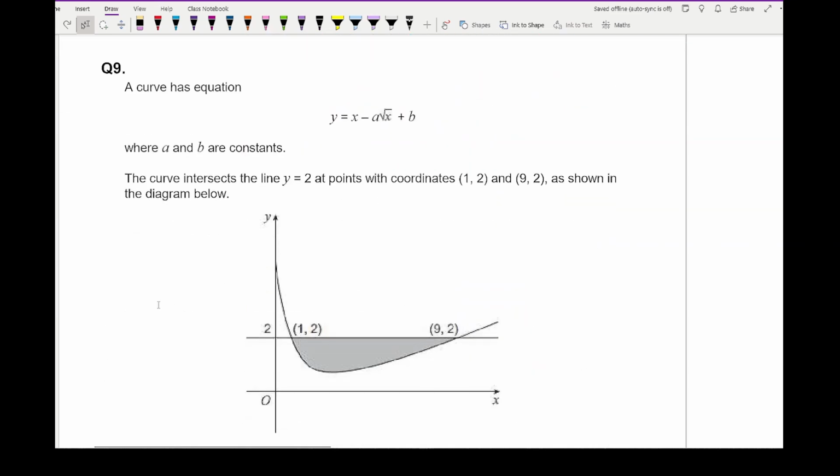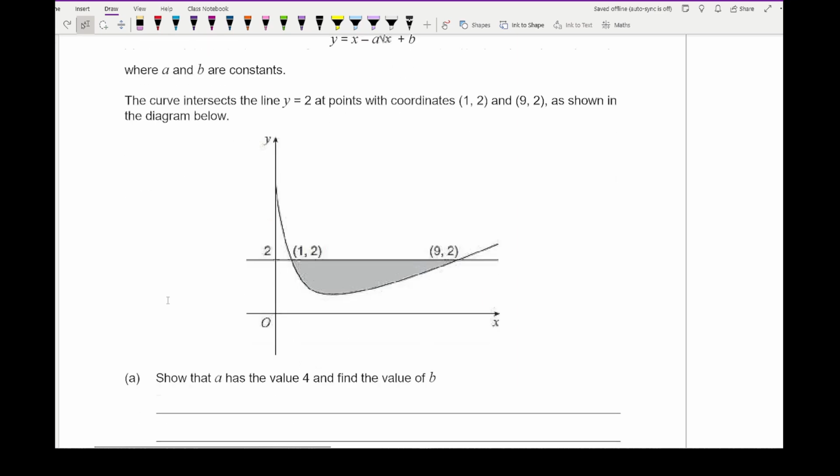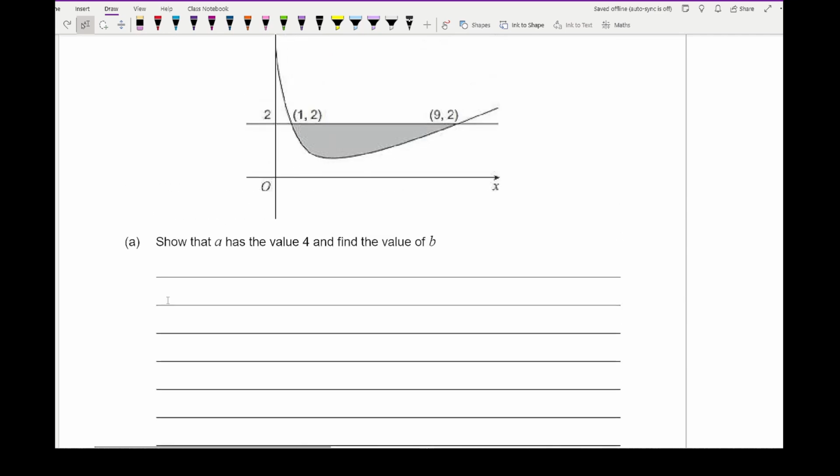Then moving on to question 9, it says that a curve has the equation y equals x minus a root x plus b, where a and b are constants. The curve intersects the line y equals 2 at points with the coordinates (1, 2) and (9, 2), as shown in the diagram below. And for part A, it's asking us to show that a has a value of 4 and find the value of b.